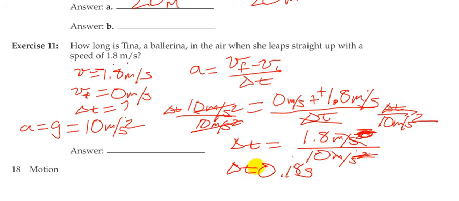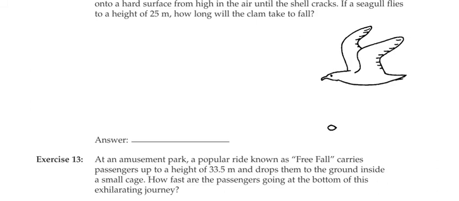And once again, that's only for half the trip. That's just for going up. So our total hang time is going to be 0.36 seconds for the time to go up and down. Okay, let's move on to number 12.